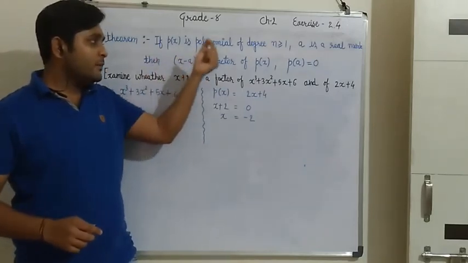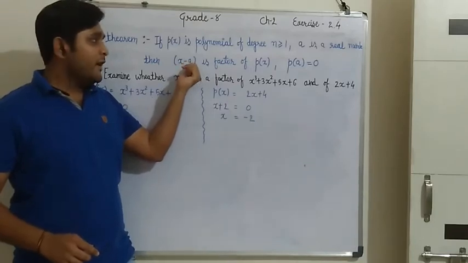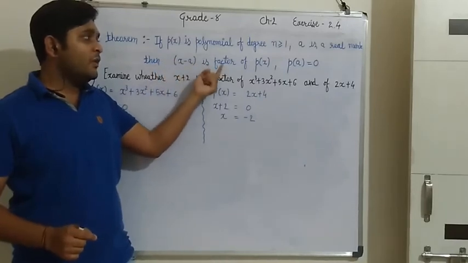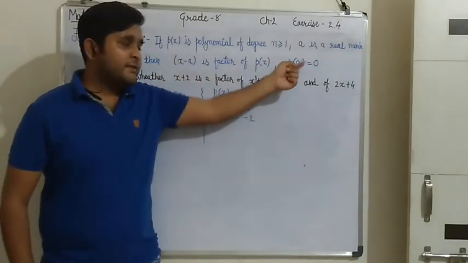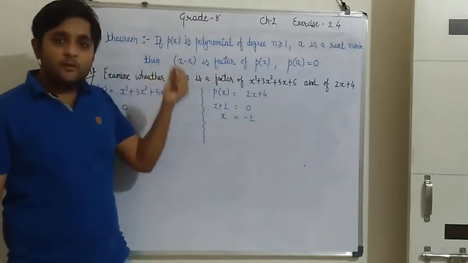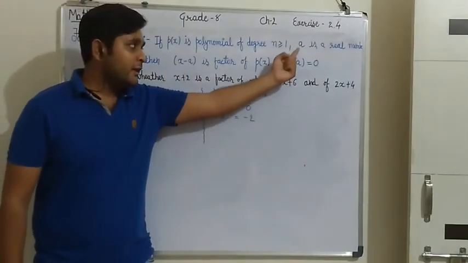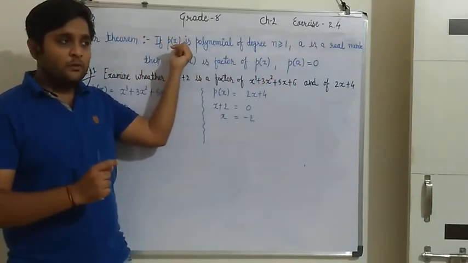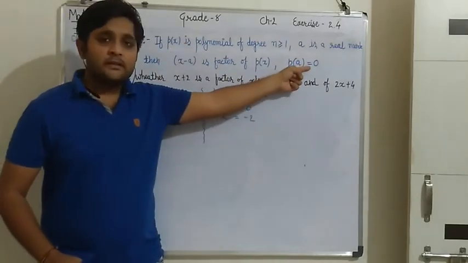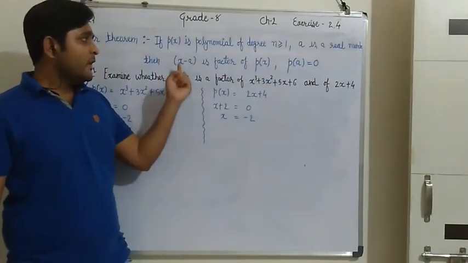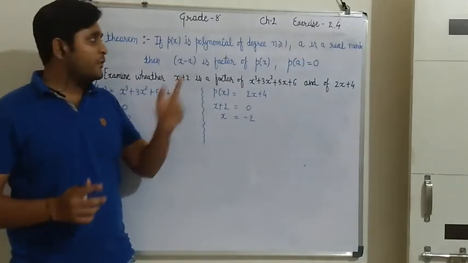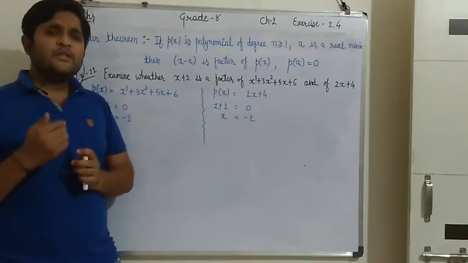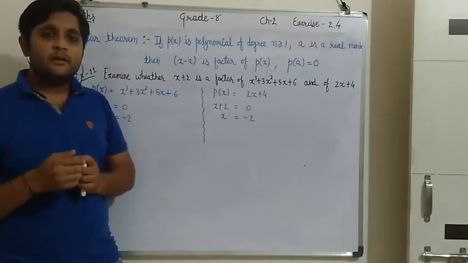So here any number is given, x minus a, where a is any real number. For any real number, x minus a is a factor of p of x if p of a is equal to 0. If you put the value of a in place of x in the given polynomial, and if the answer is 0, then you can say that x minus a is a factor of the given polynomial. It is the factor theorem. When you see the example, it is more clearly understood.